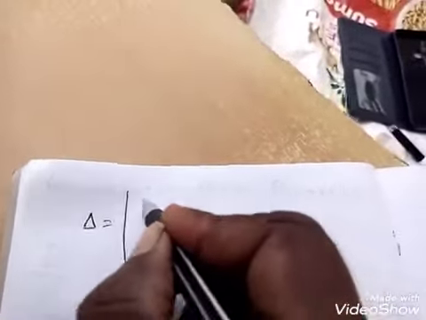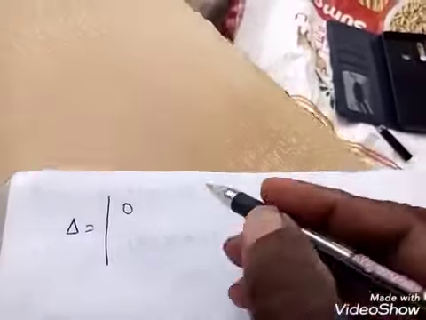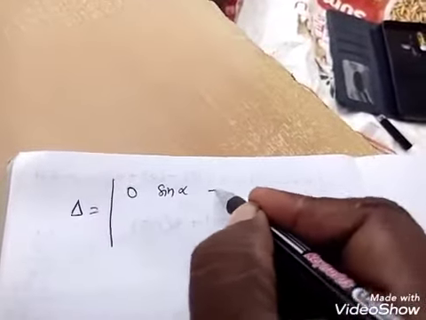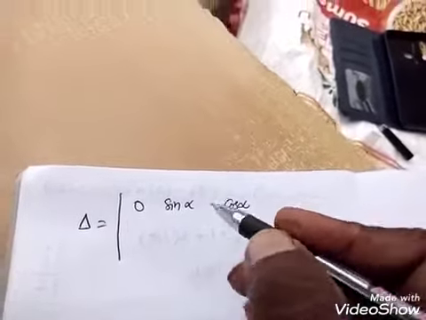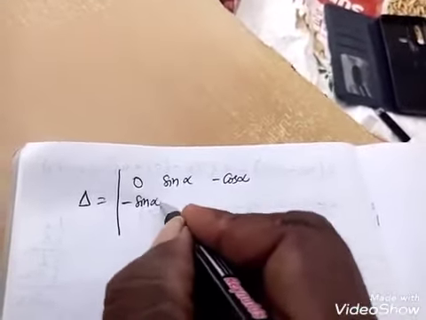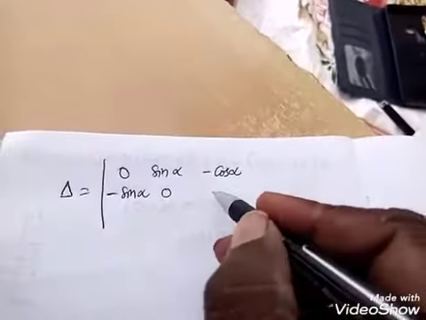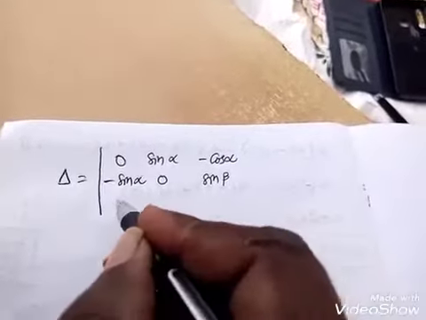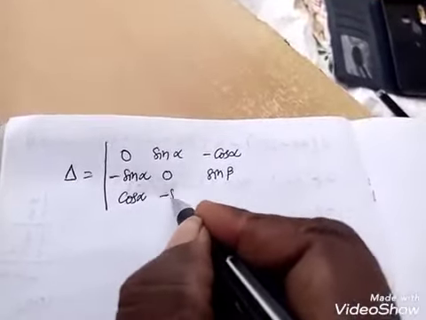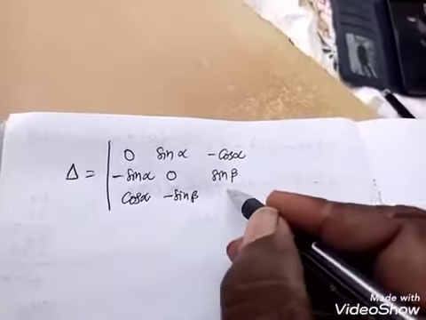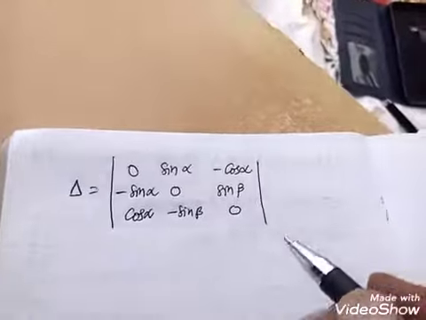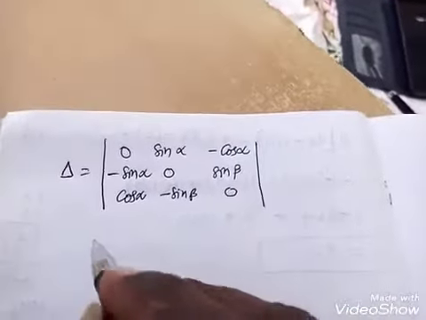Find the determinant of the matrix we are taking. Here I am taking a matrix delta is equal to det of 0, sin alpha, minus cos alpha, and this is minus sin alpha, 0, and next one is here sin beta, now this is cos alpha, minus sin beta, and this is 0. Now here I am calculating the determinant of this one with row or column, what you wish.